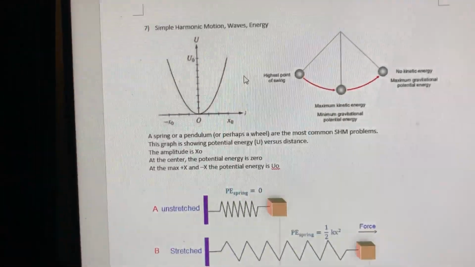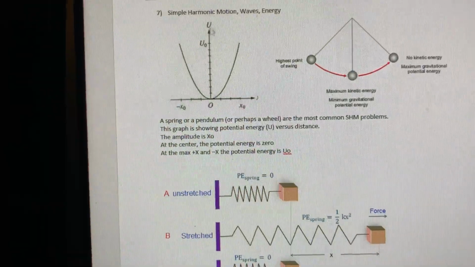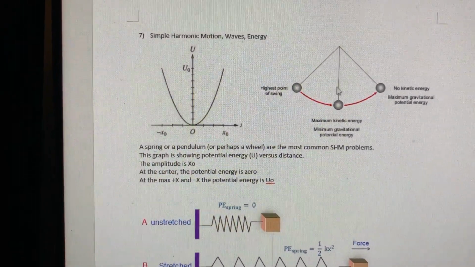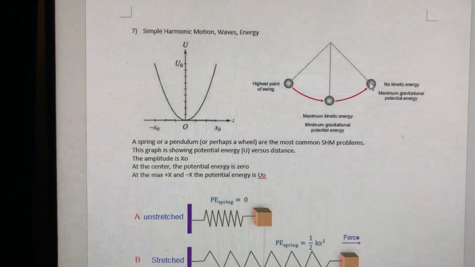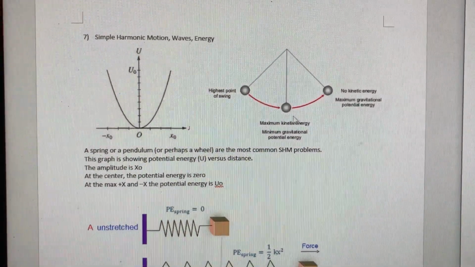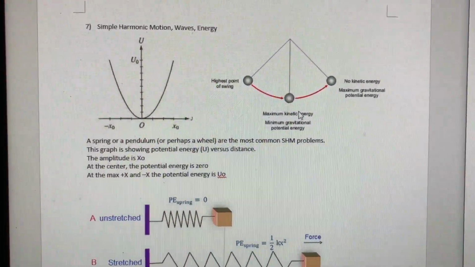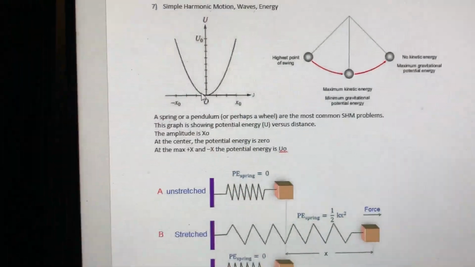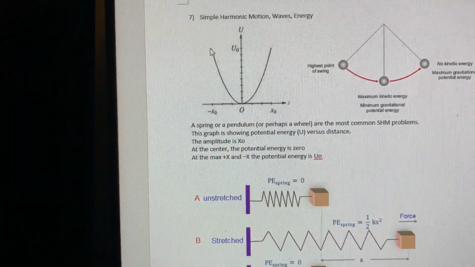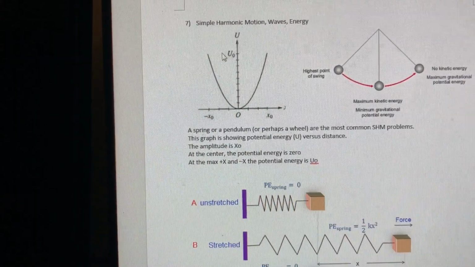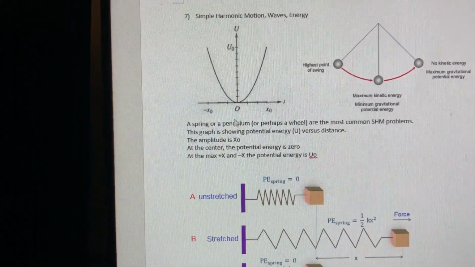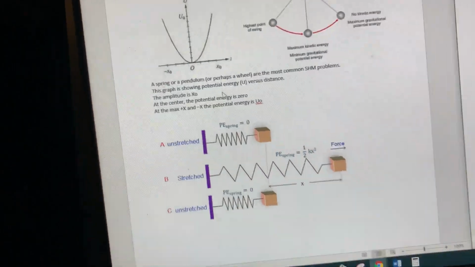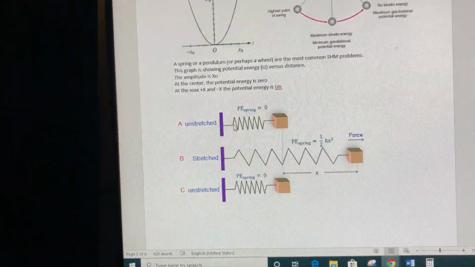So in explaining this, this can represent a pendulum or a spring. So looking at the case of a pendulum, at its highest point, it has no kinetic at all, only potential. At its lowest point, maximum kinetic and minimum potential, and it just oscillates back and forth. So this here is showing that the potential energy U is a maximum at the ends, minimum in the center. Kinetic would just be opposite this. And obviously the same thing for a spring.